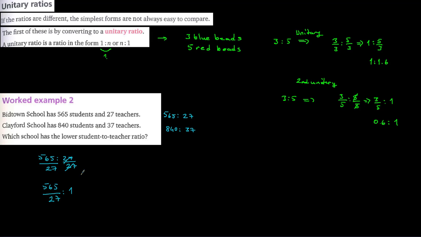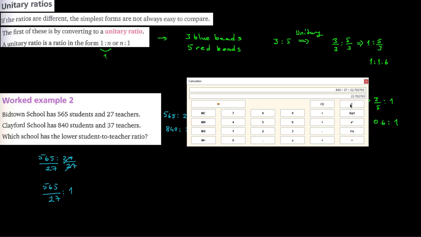This is the student to teacher ratio for the first school, the Midtown school. And here is the calculator, 565 divided by 27, it's going to be equal to 20.92. I'm going to write one decimal place, so it's going to be 20.9 to 1. So for 20 students, there is one teacher. This is the first school, Midtown.